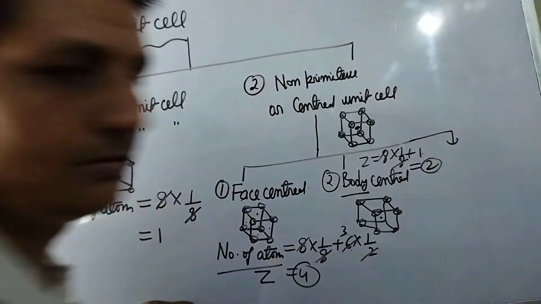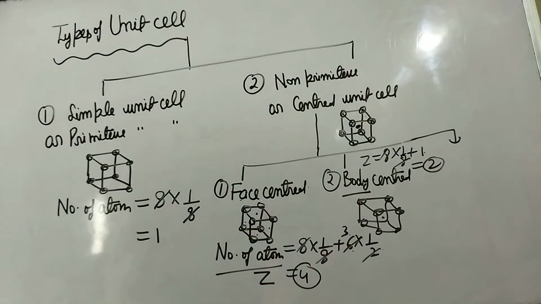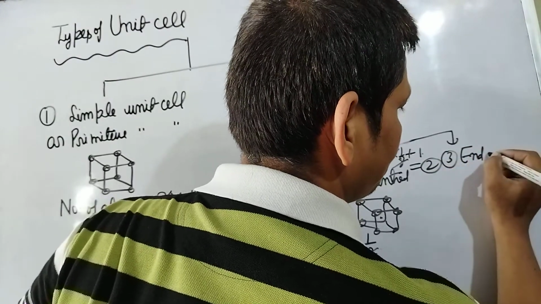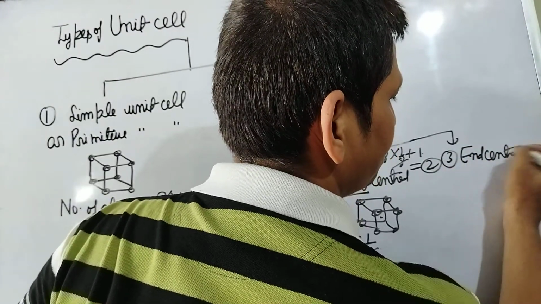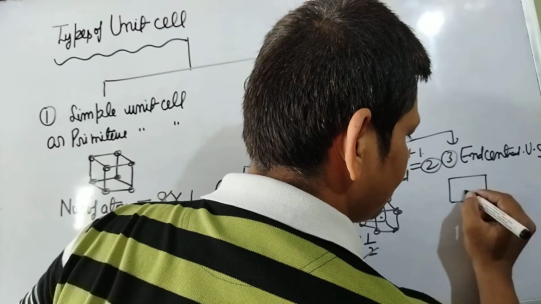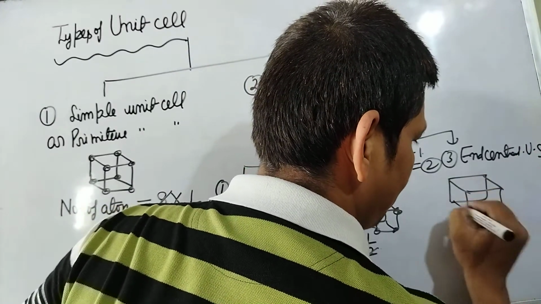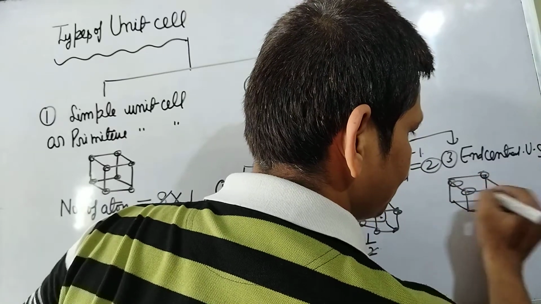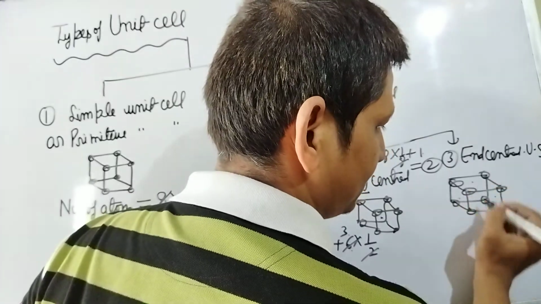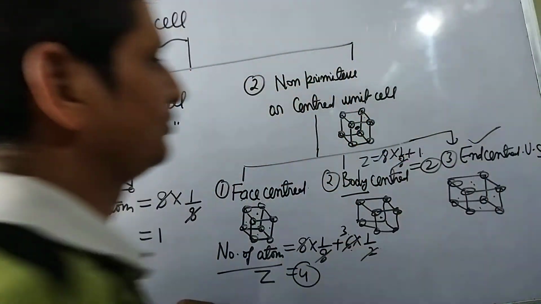Now last is the end-centered unit cell. A unit cell in which particles are present at the corners and the center of opposite faces is called an end-centered unit cell.